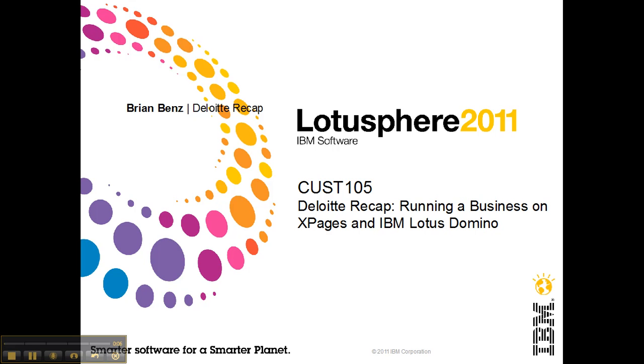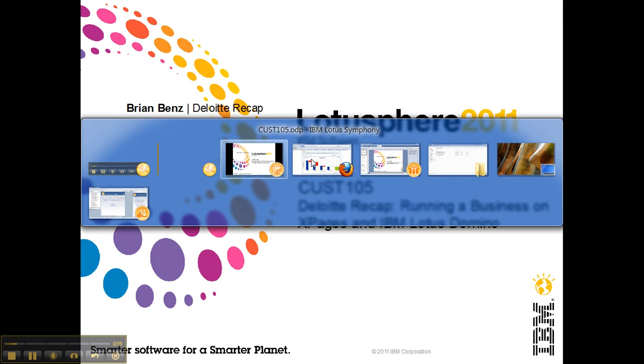www.recap.com. And this is part 7 of a series on running a business on XPages and IBM Lotus Domino. What I'm going to show you today is some graphers that we use in the application at Deloitte Recap. Once again, www.recap.com. And these graphers are used by analysts to quickly visualize and find data that they're looking for instead of doing a search or going through the indexes that I've showed you in previous presentations. So let's get to that site.